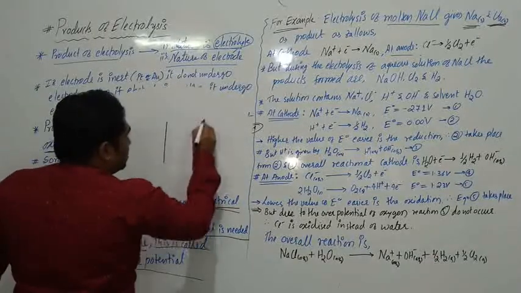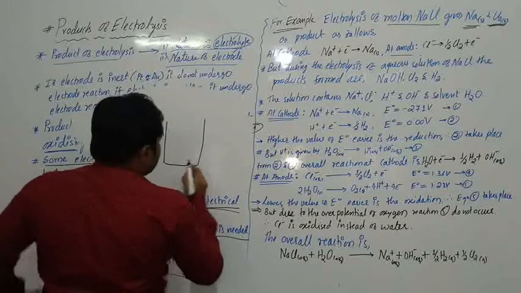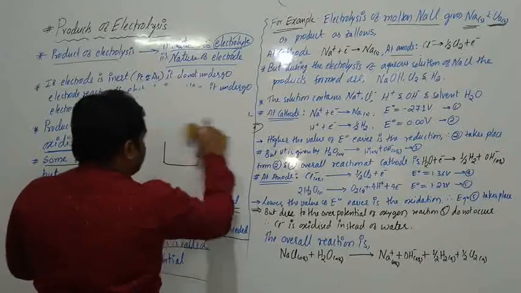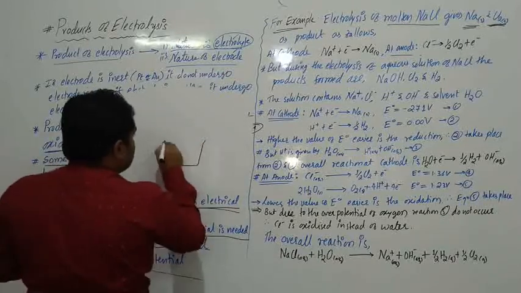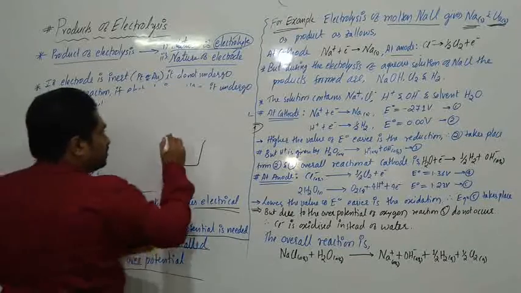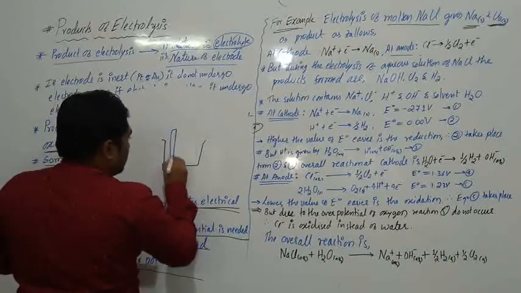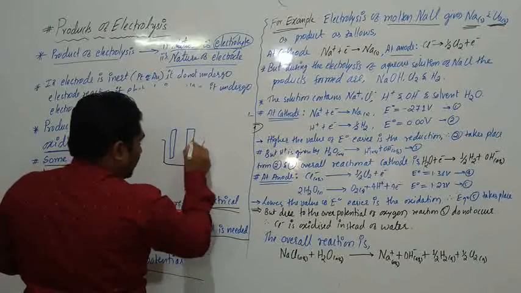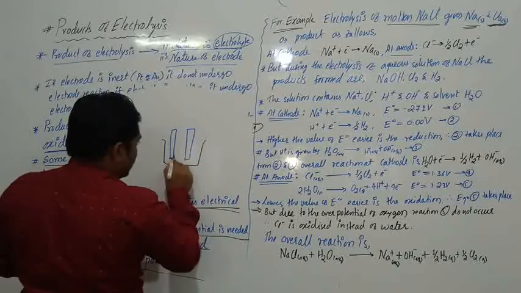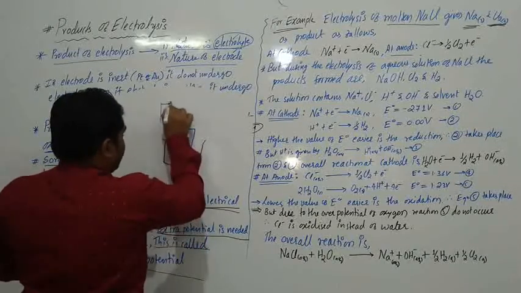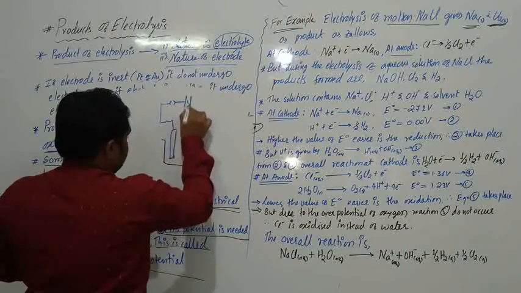So here let us consider this is my electrolytic cell. In this cell I will keep two electrodes. Here I will take two inert electrodes. Generally I will take platinum electrodes.